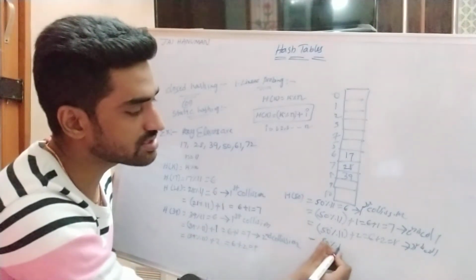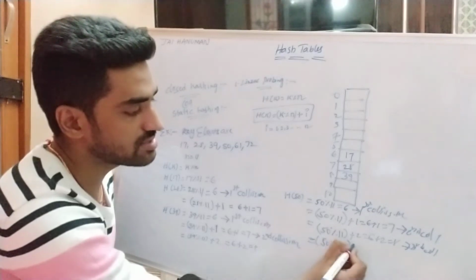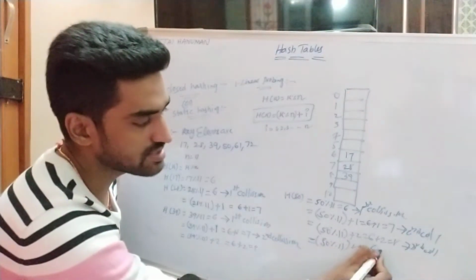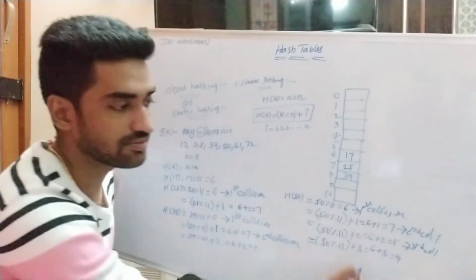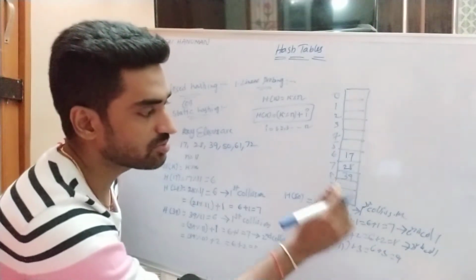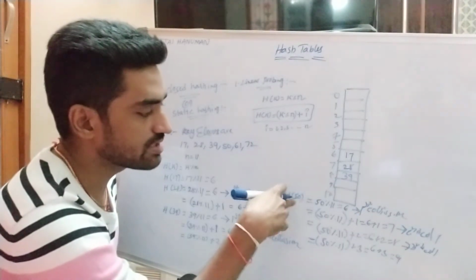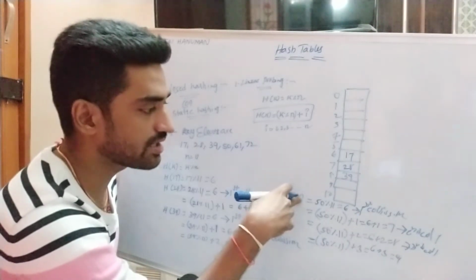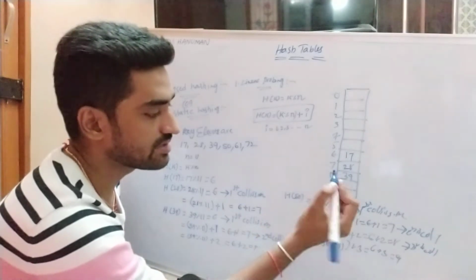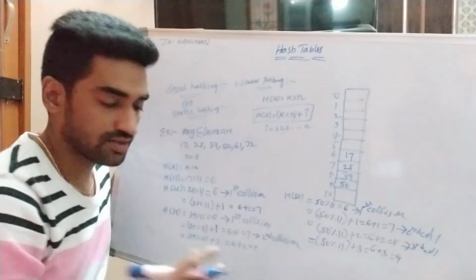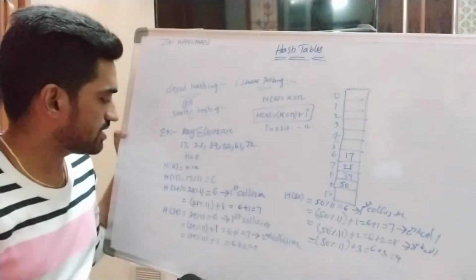50 modulo division of 11 plus 3. What is the value? 6 plus 3, which is equivalent to 9. So ninth position is vacant position, no collision. So that's why we are inserting 50th key element at which position? Ninth position. Right? So then what is the next key element?